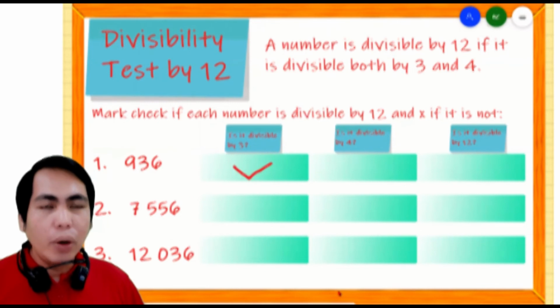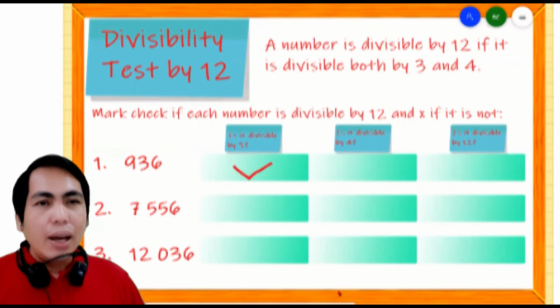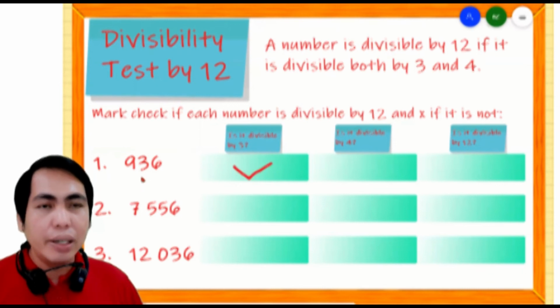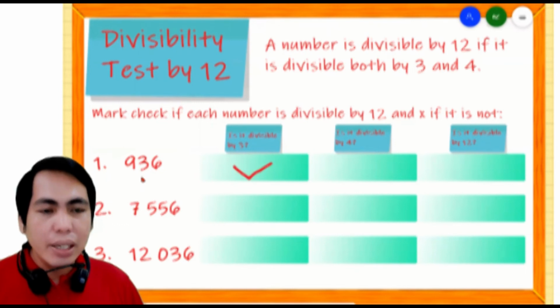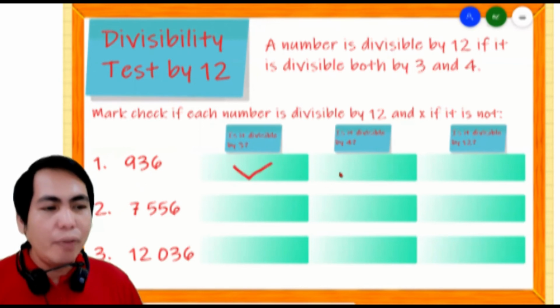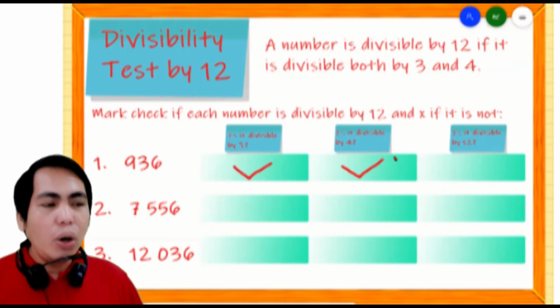Now, how about by 4? According to the rule, a number is divisible by 4 if the number formed by the last two digits is divisible by 4. The last two digits in the number 936 are 3 and 6 to form 36. And 36 is divisible by 4. So, meaning to say that 936 is divisible by 4. So this is also a check. So since 936 is divisible both by 3 and by 4, automatically the number 936 is divisible by 12.